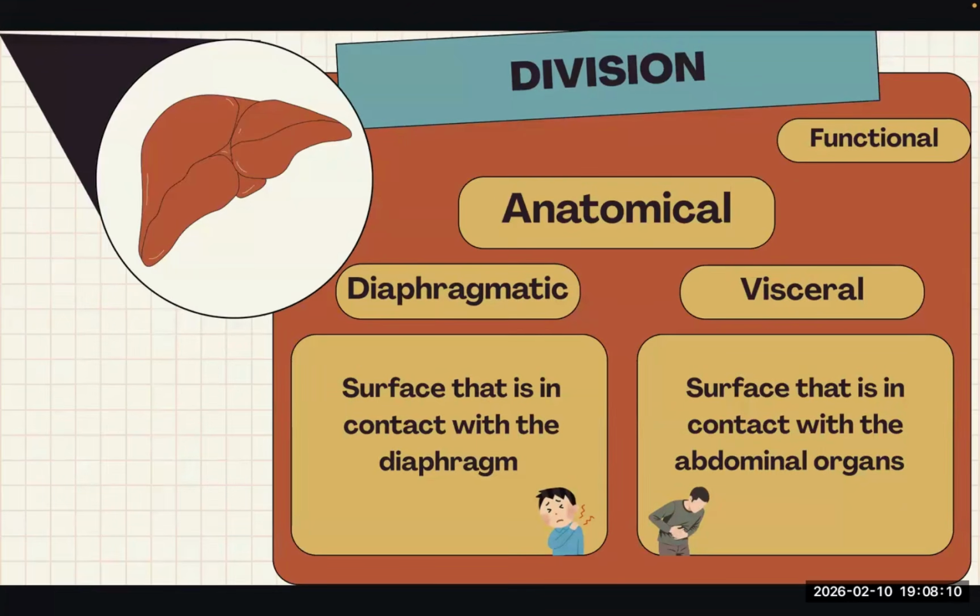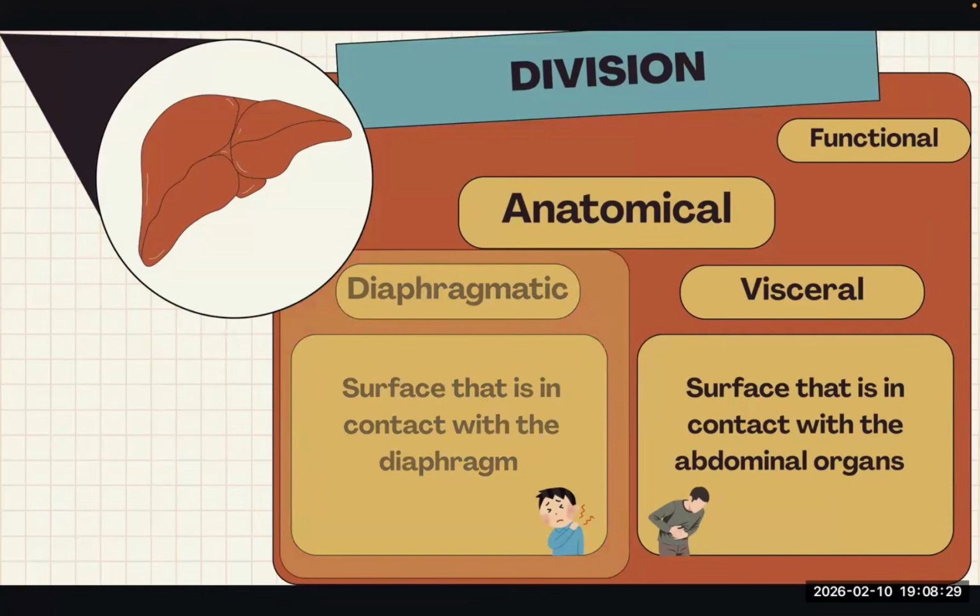Well, what about the visceral? In the visceral, a patient would come in with, let's say, right upper quadrant pain. That tells me we're talking about abdominal organs, so I'll check the visceral surfaces. Slides are not moving. Okay.